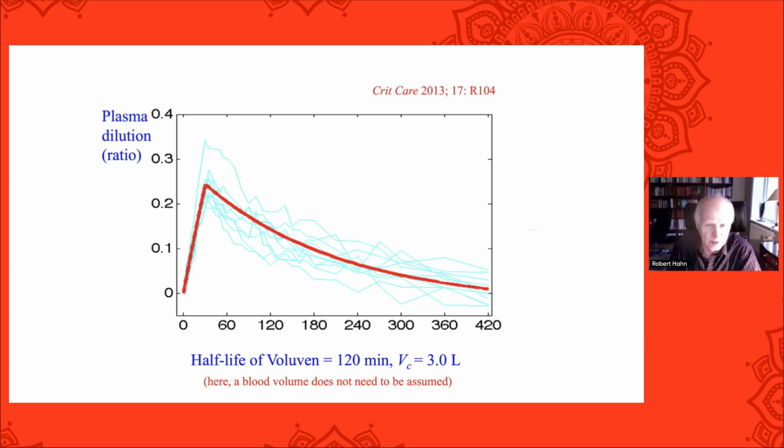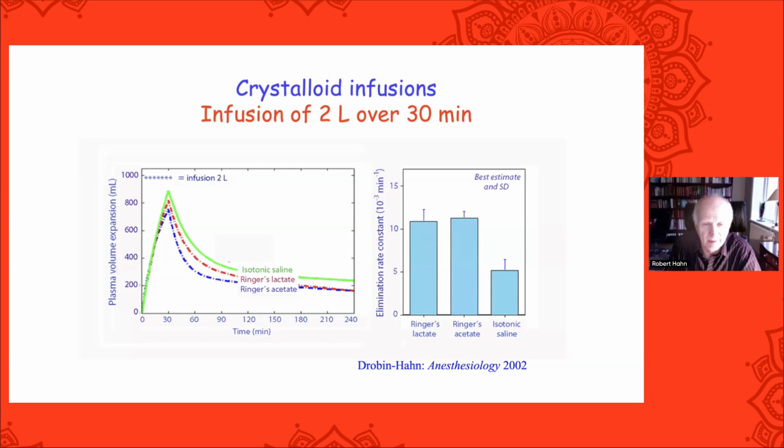And also we can, from the same plot, take out the half-life, which is the time it takes for this plasma dilution to be reduced by 50%. So this is how we can begin thinking about volume kinetics. But of course, if we have other fluids and other settings, it can be very much more complicated. It becomes complicated already if we infuse a crystalloid fluid, because then we have a distribution between a central space and a peripheral space.